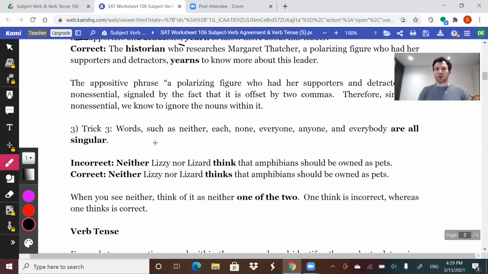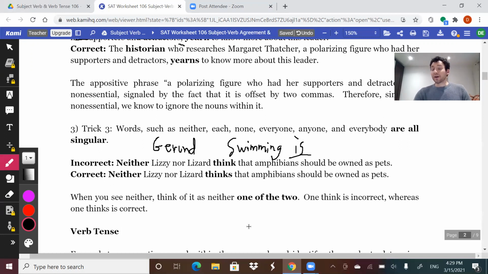A gerund. A gerund is when you use an -ing as your noun. So I would say swimming is great exercise. Biking is fun. Speaking is scary. So swimming is. So gerunds are also singular. So just something to be aware of.